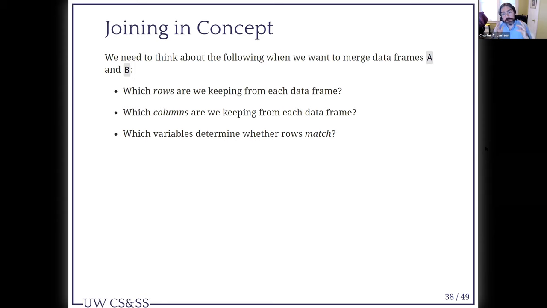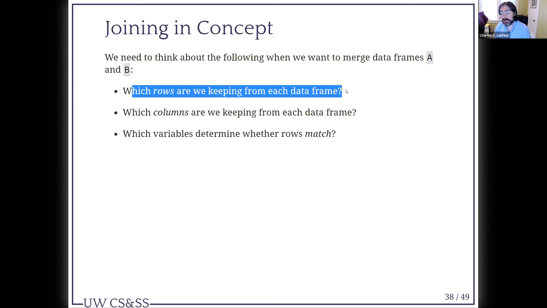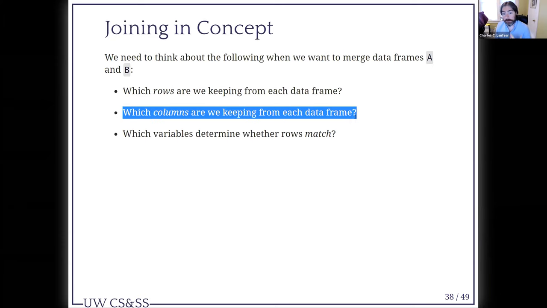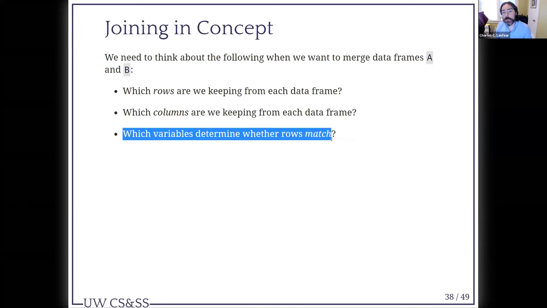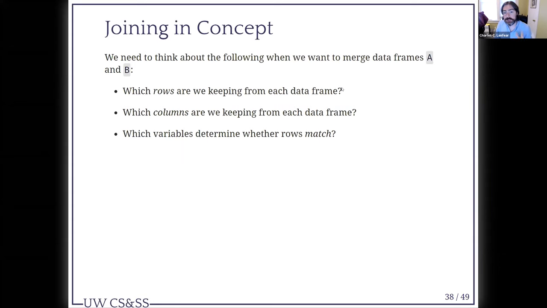When you need to merge some data, generally you're merging, let's say, data frame A with data frame B, and you've got to ask yourself some questions. They are: which rows do I want to keep from A and B, that is, each data frame? Which columns do I want to keep from each of them? And how do I want to determine matches between A and B? You don't want to make a match until you know the answer to all three of these questions. But if you do, you're ready to go.